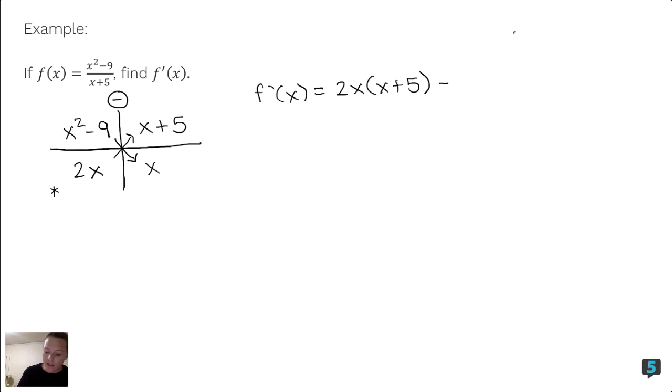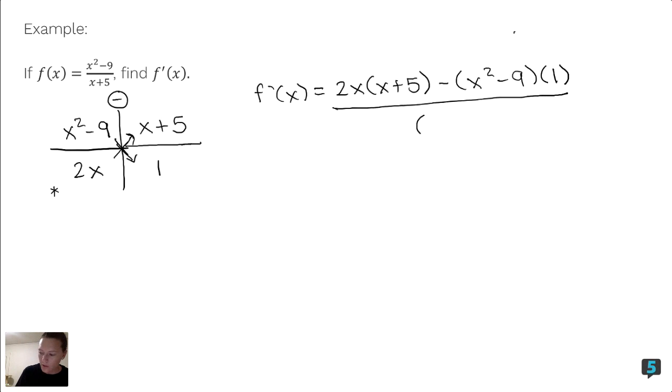Minus, and then I have that quantity x squared minus 9 times, oh, rewind for me. I made a big boo-boo there. Beep, beep, beep. Derivative of x plus 5 is not x. It is 1. Sorry about that. So we've got x squared minus 9 times 1 all over my original denominator squared. So x plus 5 quantity squared.